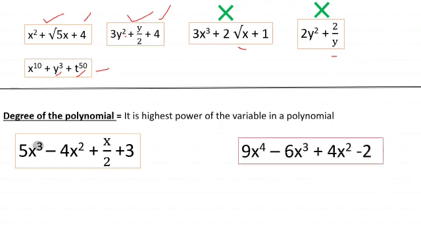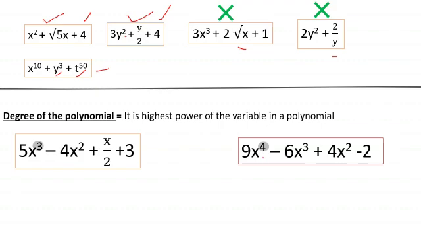Let's take another example: 9x raised to the power 4 minus 6x cubed plus 4x square minus 2. In this also we can see the highest power of the variable, that is x, is 4. So the degree of this polynomial is 4.